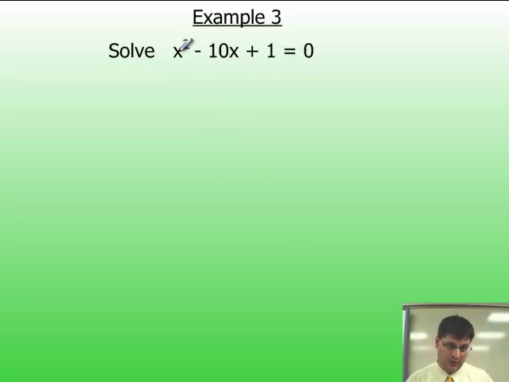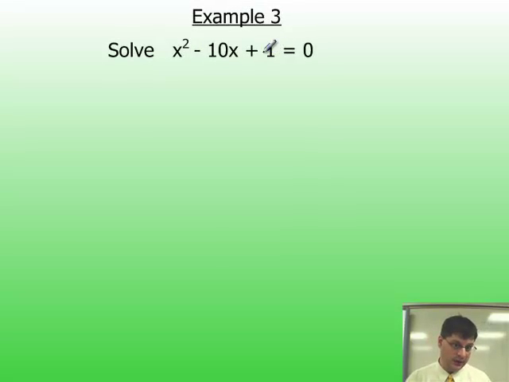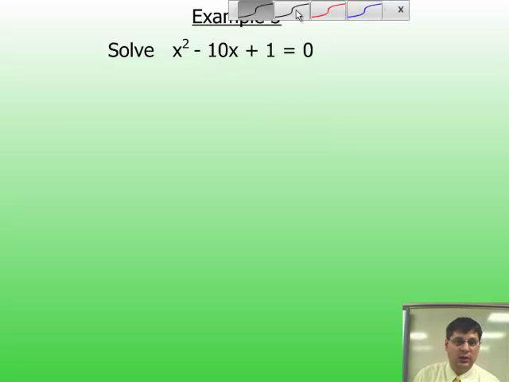I mean, this is a perfect square. The c is a perfect square. The middle term is not 2 times a times c, because the square root of 1 is 1, but 2 times 1 is not 10. And so that's not going to work. What we can do is we can complete the square.